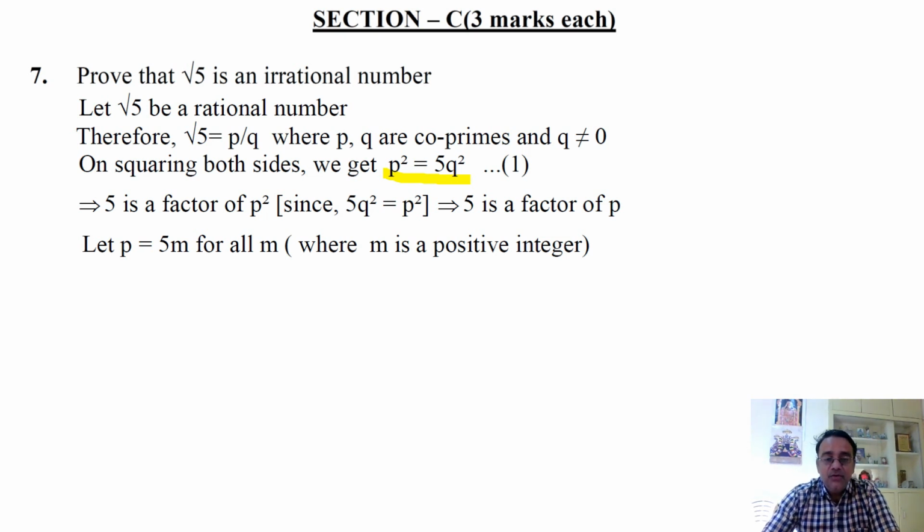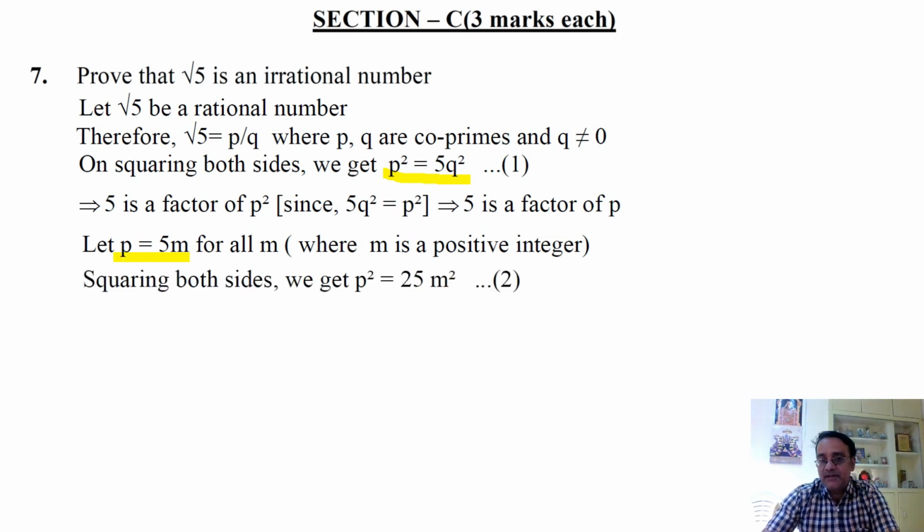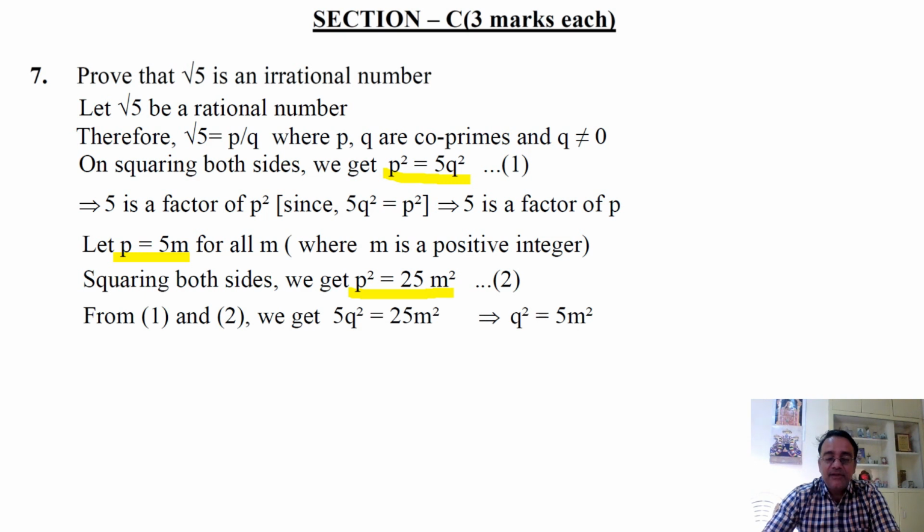Okay. So now squaring both sides again we will get p square is equals to 25m square. So this is equation number 2. From 1 and 2, what we are going to get? 5q square is equals to 25m square. So q square is equals to 5m square.